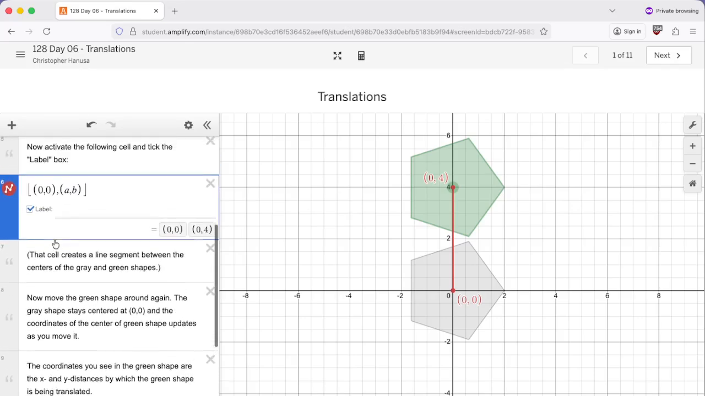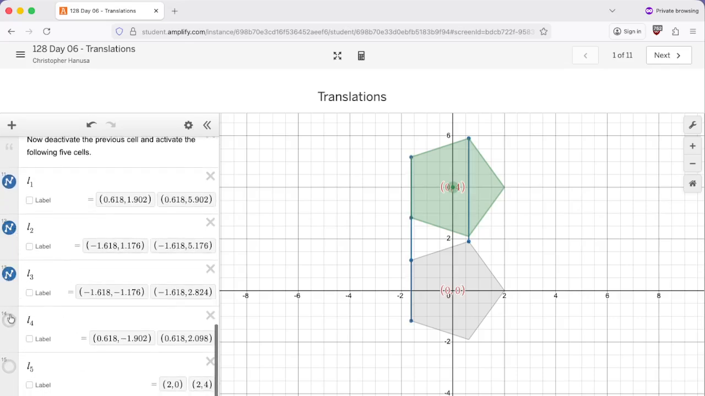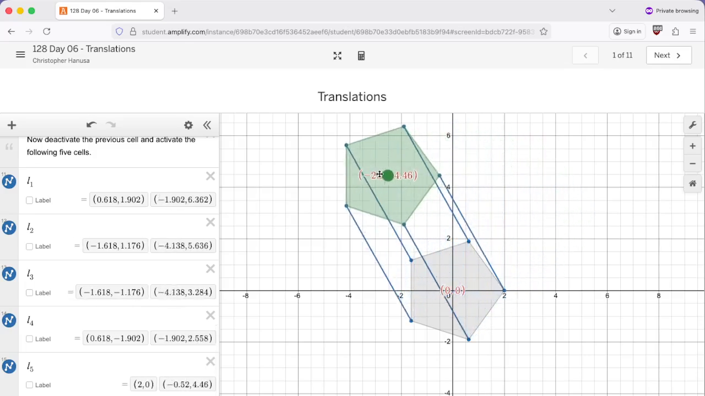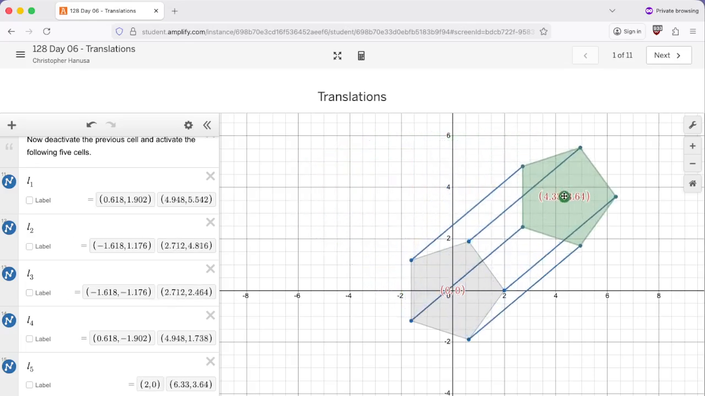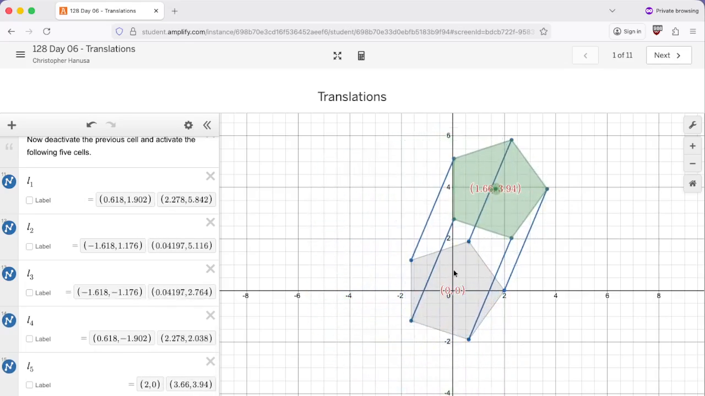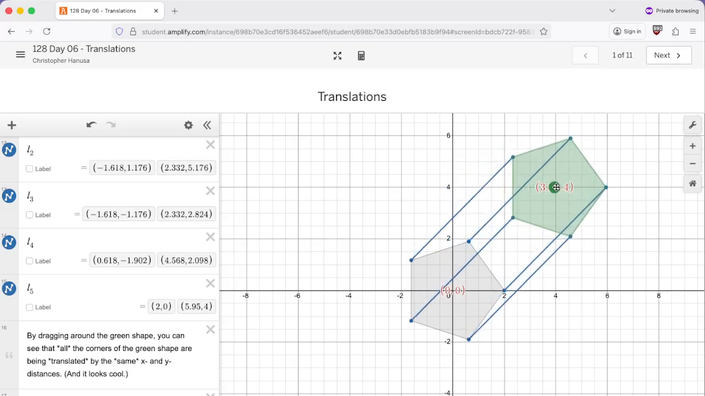All right, I'm going to turn this one off, and I want to turn on these other ones, which are also kind of cool. You can see that as I drag around this green shape, not only is the center of the shape moving around, but really all parts of this shape are moving around that same amount. So you can see that the center of this region, let me move it over here, 4, 4. The center of the region moved over 4 units and up 4 units, but also every part of the shape moved over 4 units and up 4 units. This is called a translation.